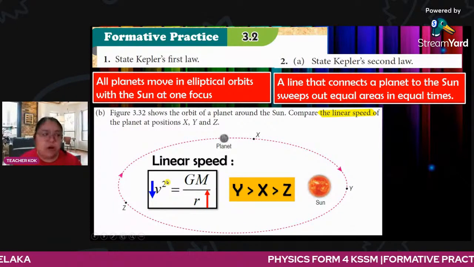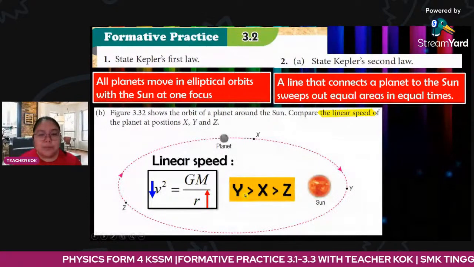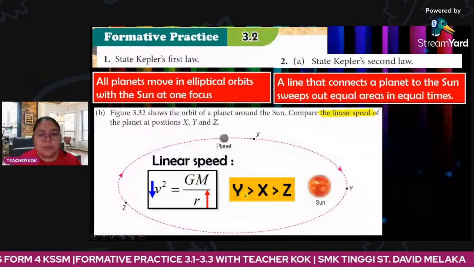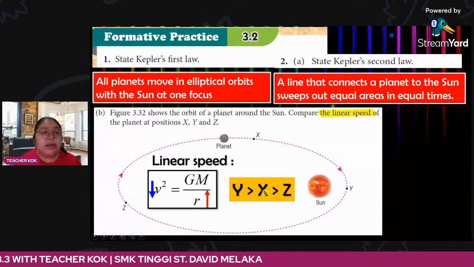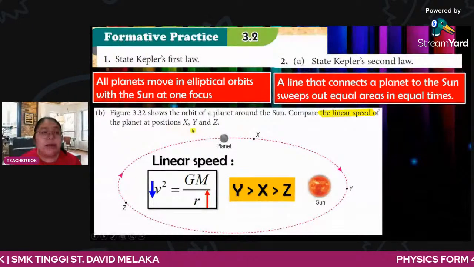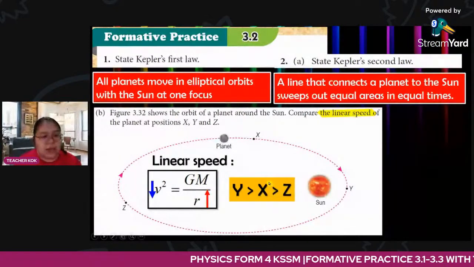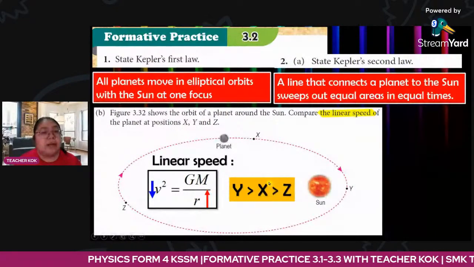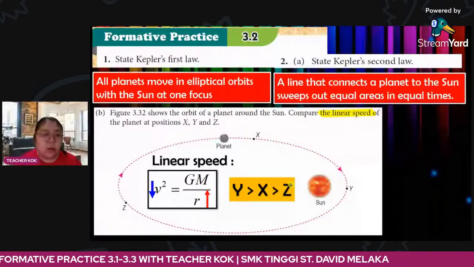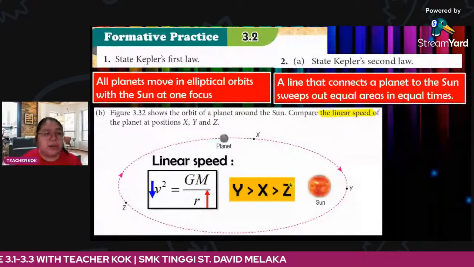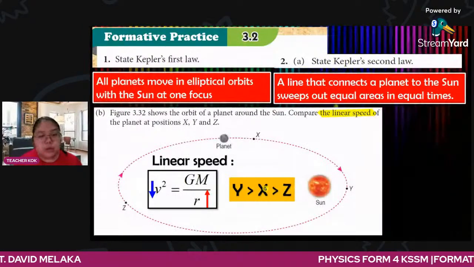During the exam, you don't write the symbol. Normally, we cannot write a symbol such as Y more than X, more than Z. So better you write in words. Just mention that the linear speed at position Y is bigger than X and also bigger than Z. Or you just answer that Z linear speed should be the lowest. So you just write in words, don't use the symbol to answer it. Okay, so we go on to the next part.